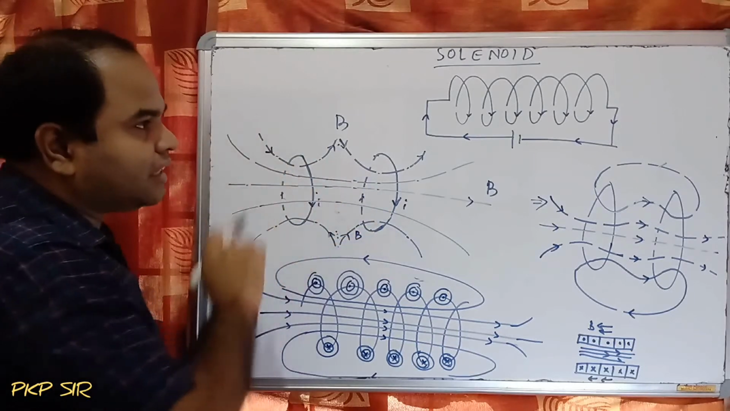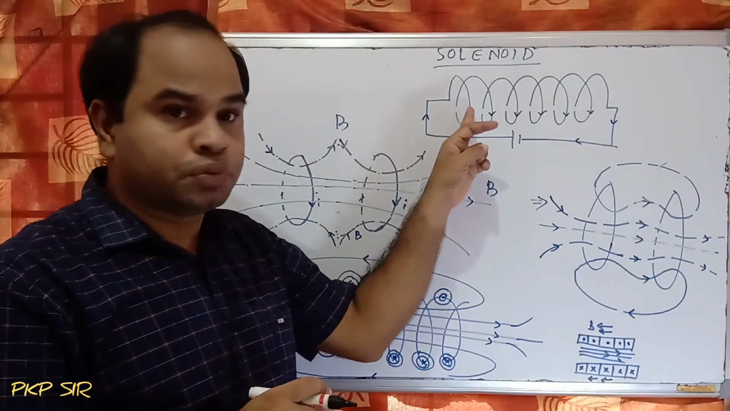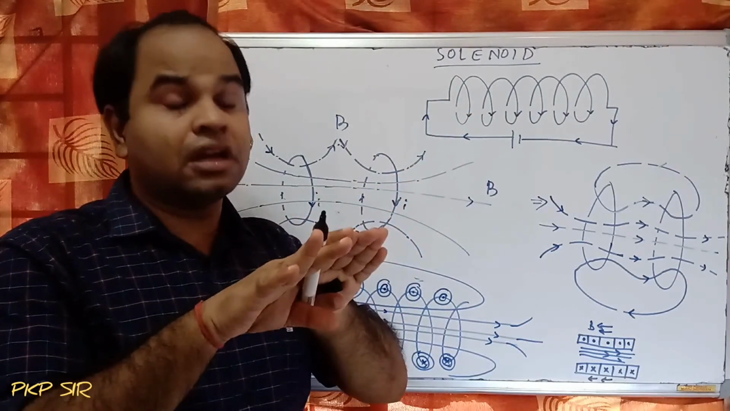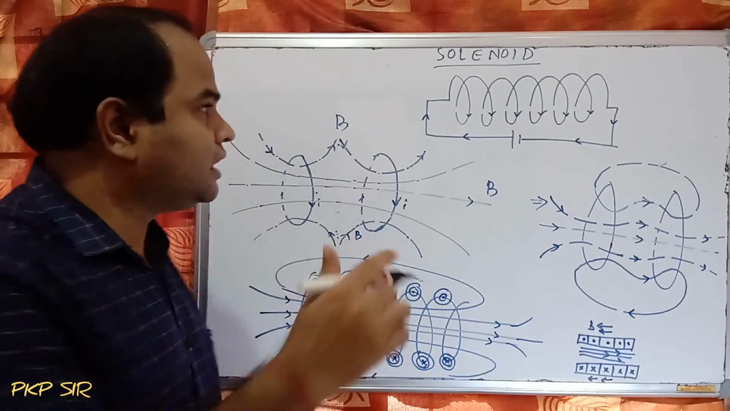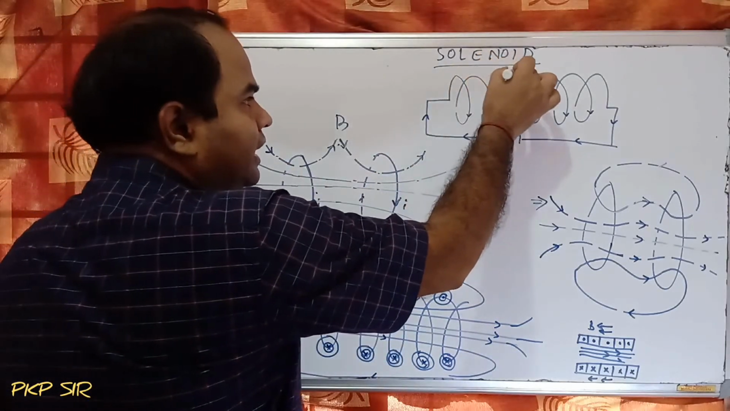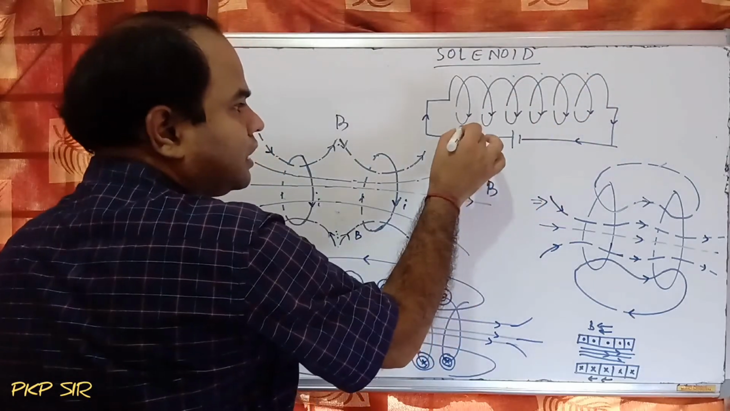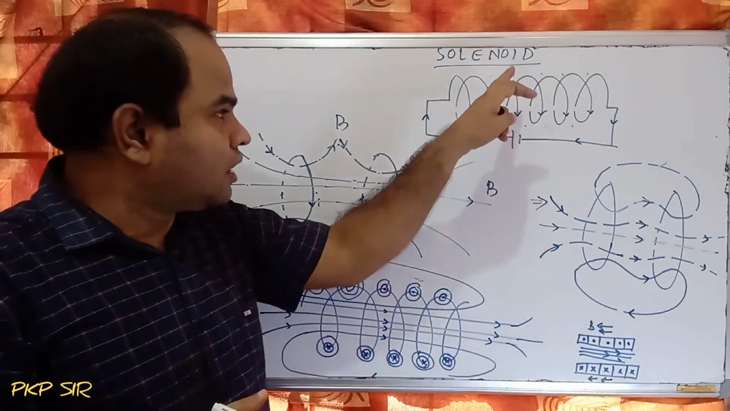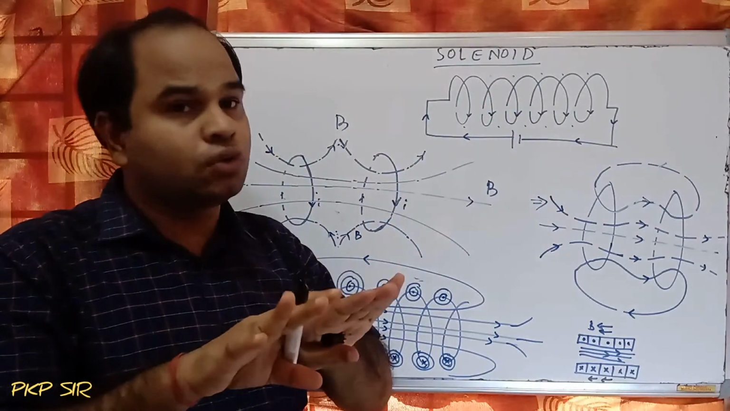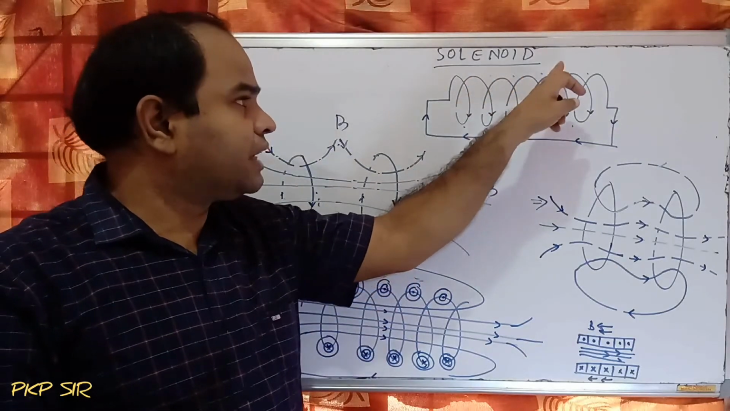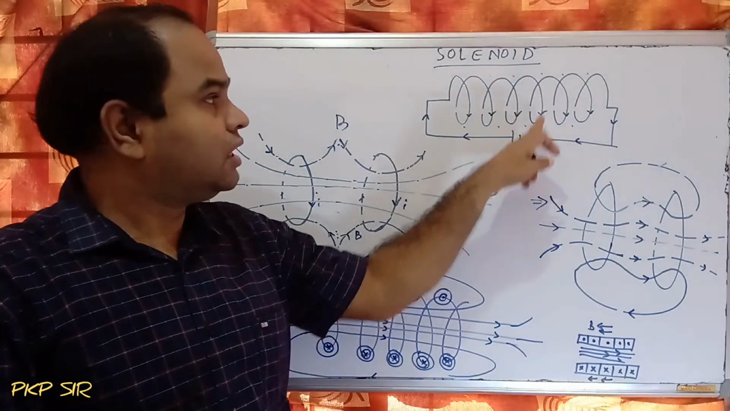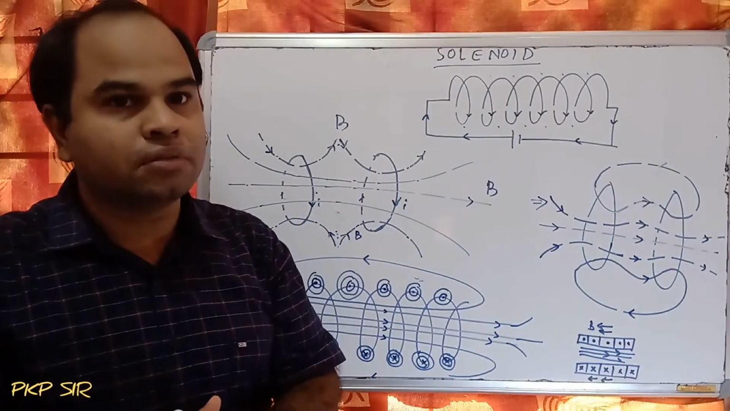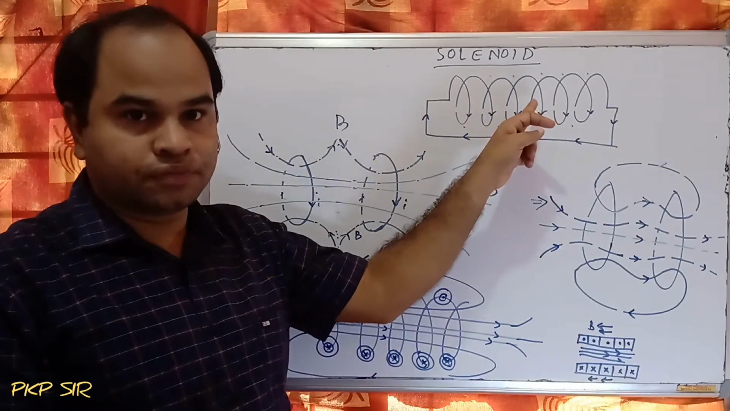Understood? Just like this, if the wires of the solenoid are wound very close to each other, there will be no magnetic field at these portions and these portions. So that means we can say if the wires of the solenoid are very close to each other, there will be no magnetic field outside. There will be no magnetic field outside of the solenoid. The magnetic field will only be present inside the solenoid.